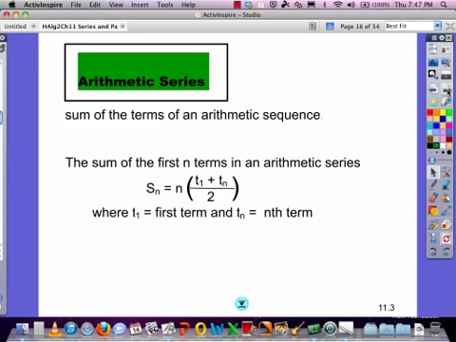So the sum of the first n terms in an arithmetic series, where t sub 1 is the first term and t sub n is the nth term, will be nothing more than s sub n, the sum of this many terms, will be equal to n, our counter, how many terms, times, it looks like, the average of the first term and that nth term.